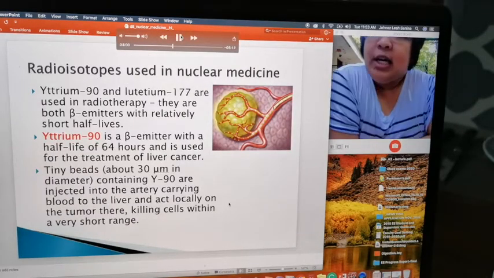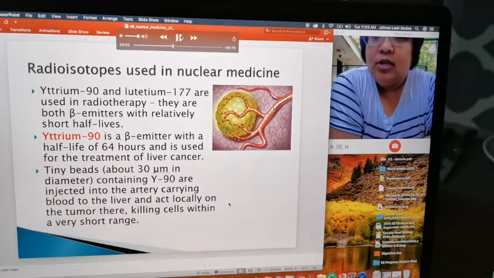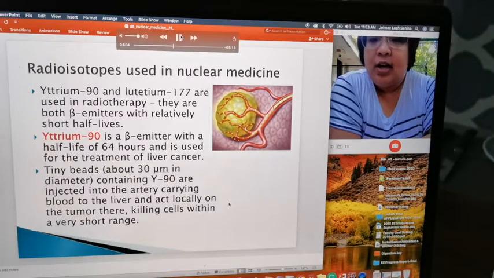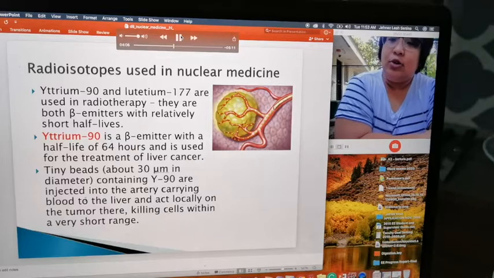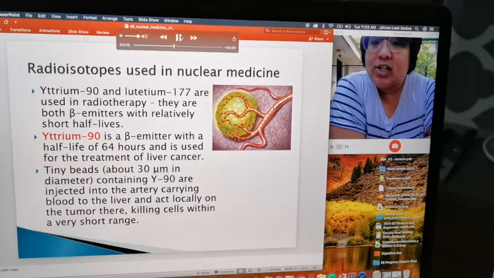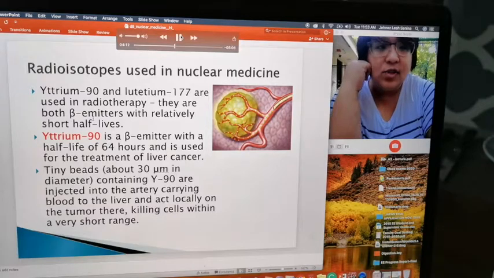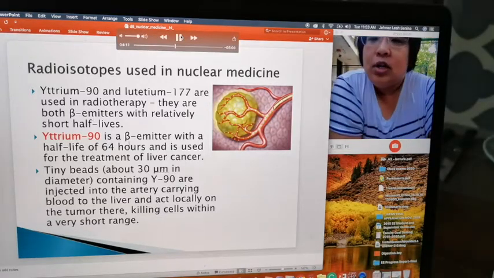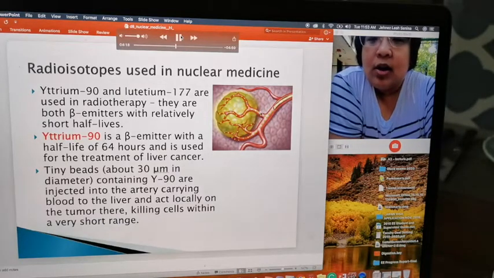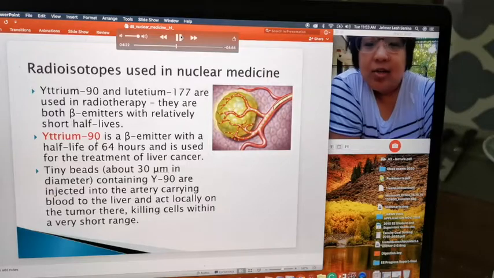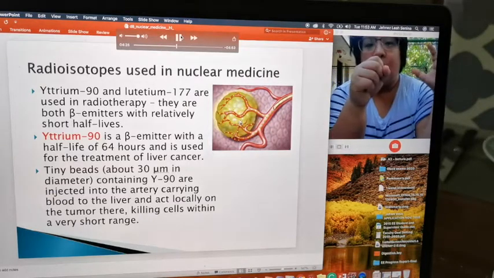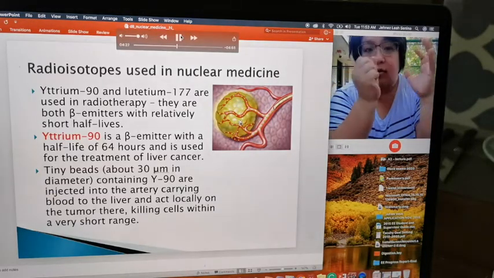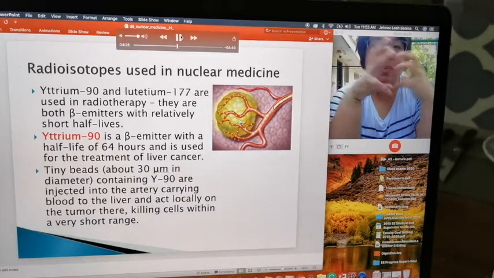Now, yttrium-90 and lutetium-177 are radioisotopes that emit beta radiation, and they have a relatively short half-life, so it's okay to inject them inside the body. As you can see in the picture, we attach yttrium-90 to other molecules, and then we make it into a tiny bead.